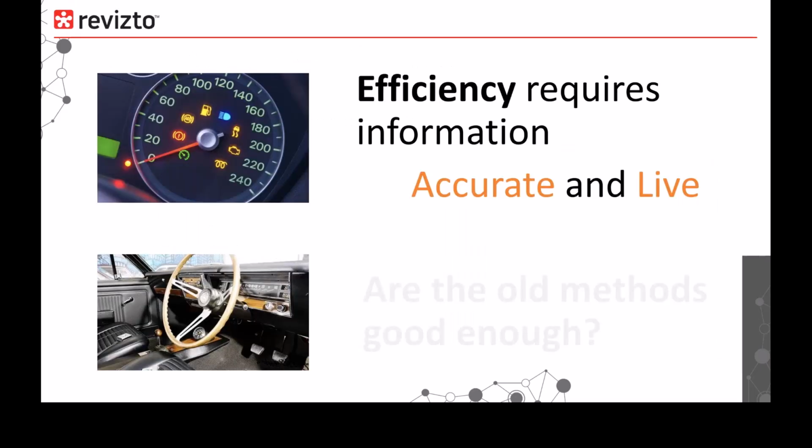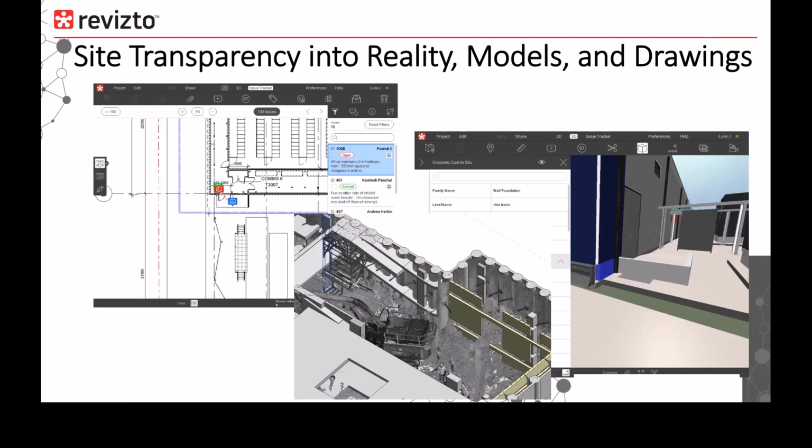So if we want to be efficient as a construction team, we need information. We need it at our fingertips. It needs to be accurate and as live as possible. We all love an old car, but they didn't give us as much detail into what's going on with that vehicle. What's breaking down? What do I need to do to fix it, to maintain it? So same goes with our construction sites. There's newer methods of gathering information that are going to let us really solve problems before they happen.